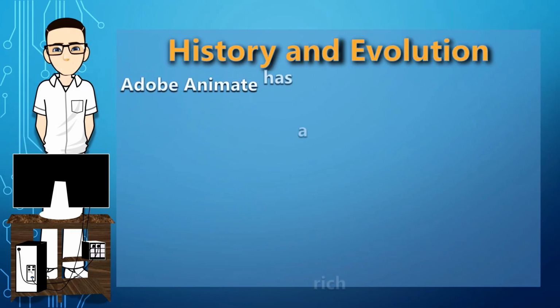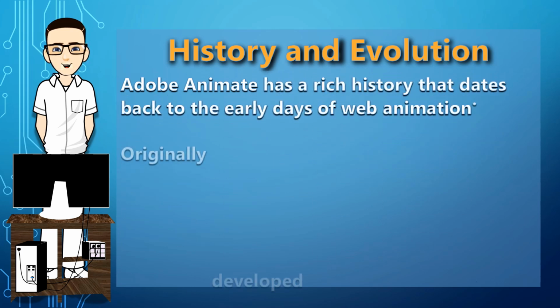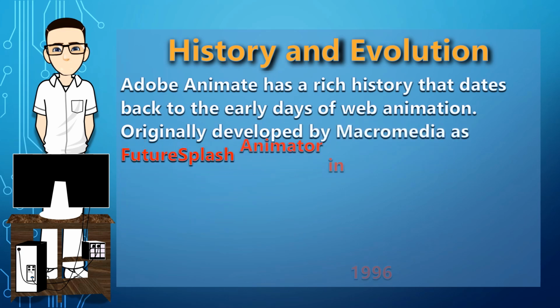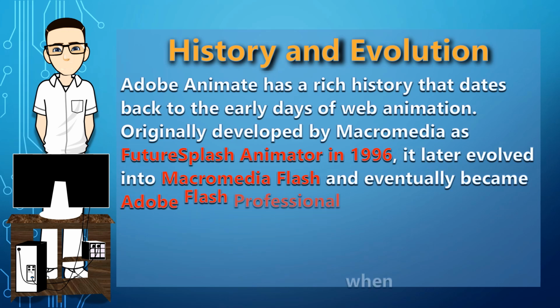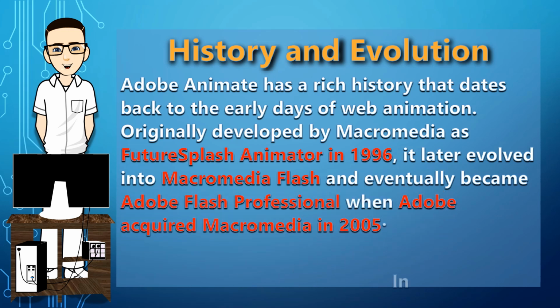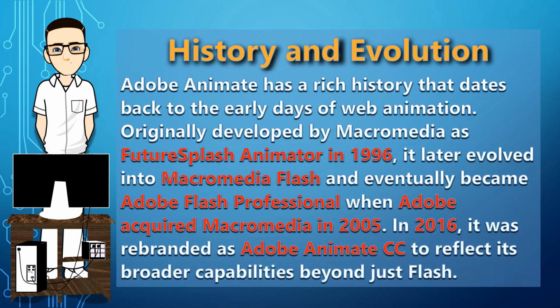History and evolution. Adobe Animate has a rich history that dates back to the early days of web animation. Originally developed by Macromedia as Future Splash Animator in 1996, it later evolved into Macromedia Flash and eventually became Adobe Flash Professional when Adobe acquired Macromedia in 2005. In 2016, it was rebranded as Adobe Animate CC to reflect its broader capabilities beyond just Flash.